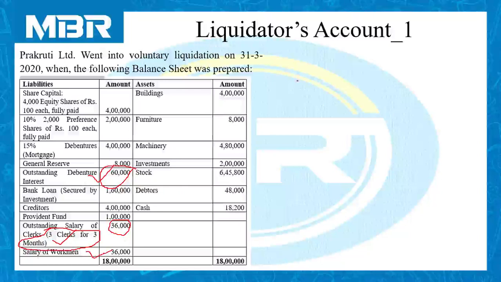Asset side: building rupees 4 lakhs, furniture 8,000 only, machinery 4 lakhs 80,000, investment 2 lakhs, stock 6 lakhs 45,800, debtors 48,000, and cash balance 18,200. Total of the balance sheet on both the side 18 lakhs.